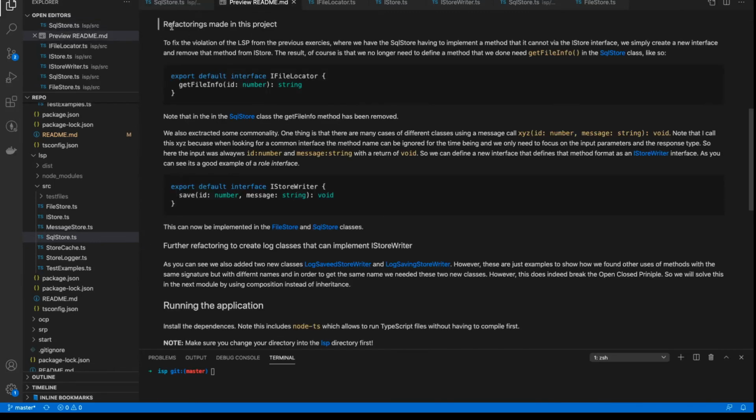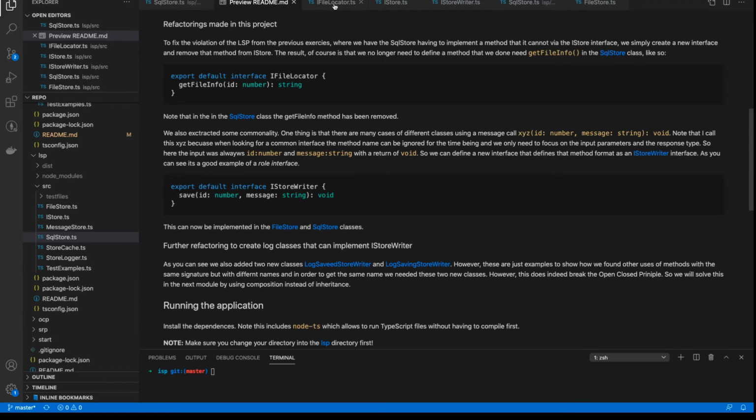So what we've done in this project is we've made a few refactorings. And the main thing is that we've extracted that out into a new interface called iFileLocator. And that's where we define the getFileInfo method. And so by doing this, it means that the method no longer needs to be defined in the SQL store class.